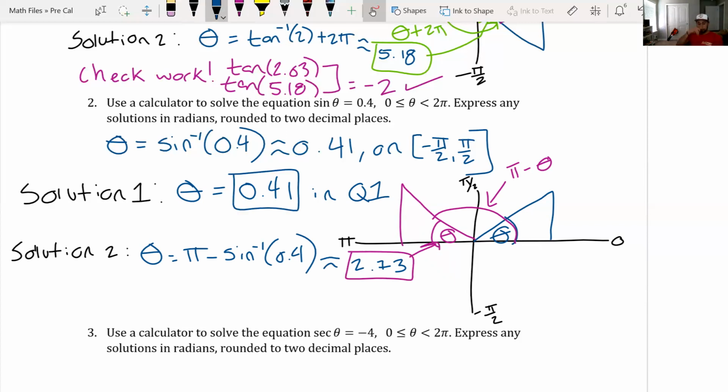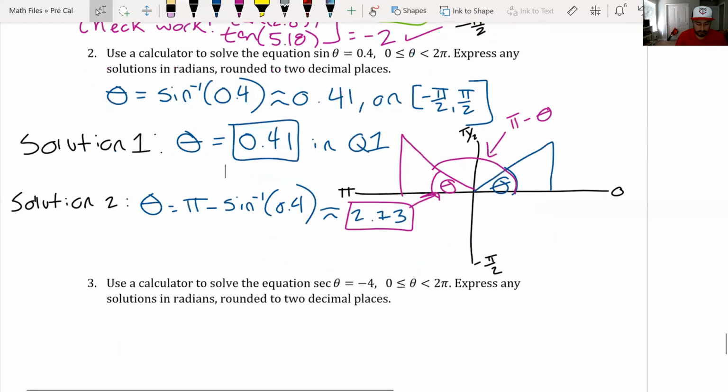There you go. That one wasn't too bad. And again, I can check my work. I can say the sine of 2.73 and I get 0.4. I can say the sine of 0.41 and I still get 0.4. So this checks out. Okay. Last one.